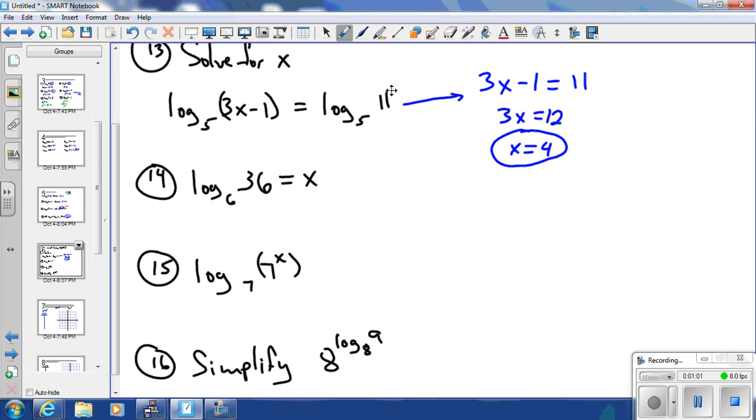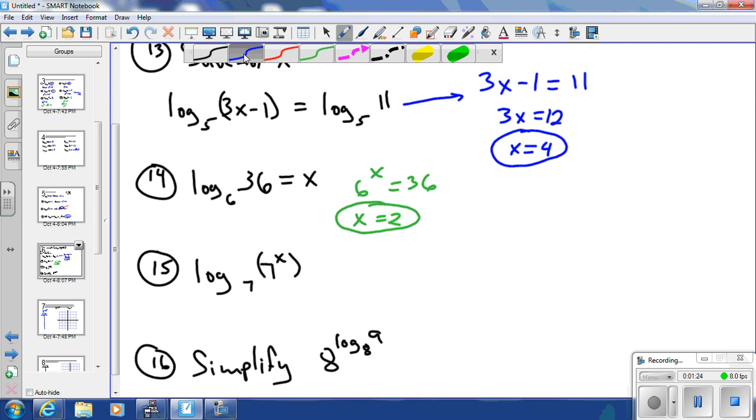This one here, number 14, we have 6 to the power of x equals 36. 6 to the power of x is 36. So we'll recognize that as 6 squared, so x will equal 2. In our next one here, we have 7 to some power is going to equal 7 to the x. So 7 to what power will equal 7 to the x? That would be x. 7 to the x power will equal 7 to the x power.